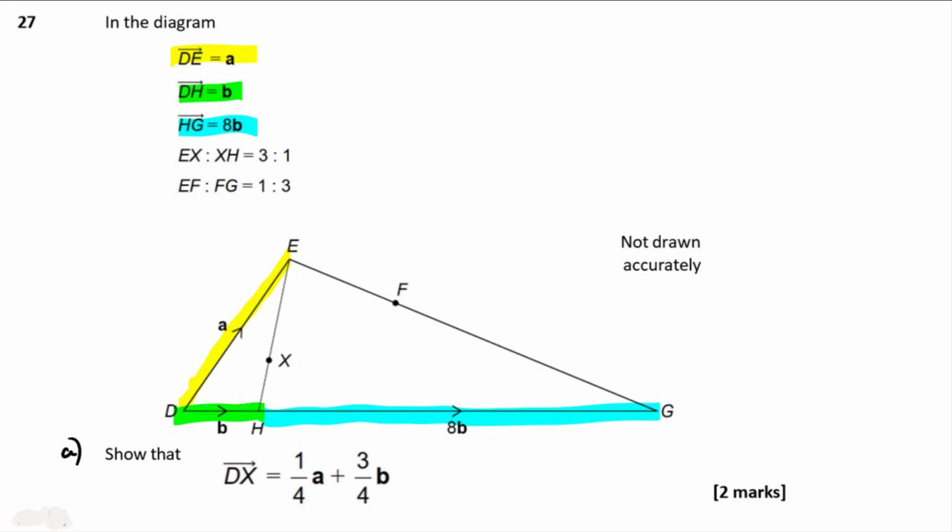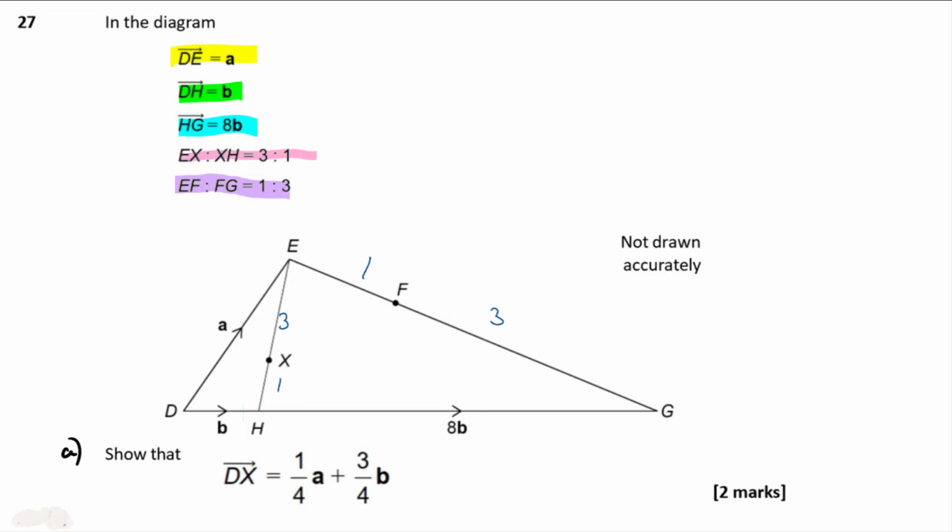EX to XH, that's that one there, look. So that is in the ratio of 3 to 1. So that means 3 parts up here for every 1 part we've got down here. And then finally we've got EF to FG, and that is in the ratio of 1 to 3. So that is 1 part to 3 parts along there. Okay, right, I'm just going to get rid of that color because it's too much.